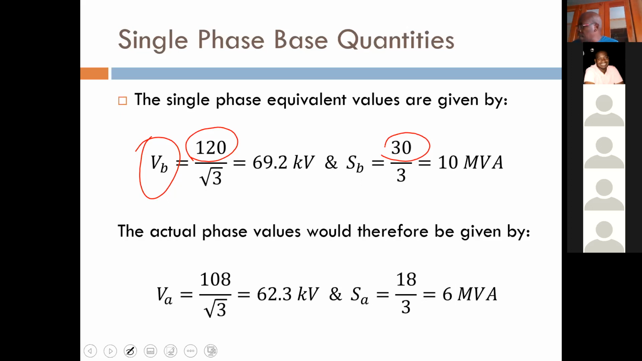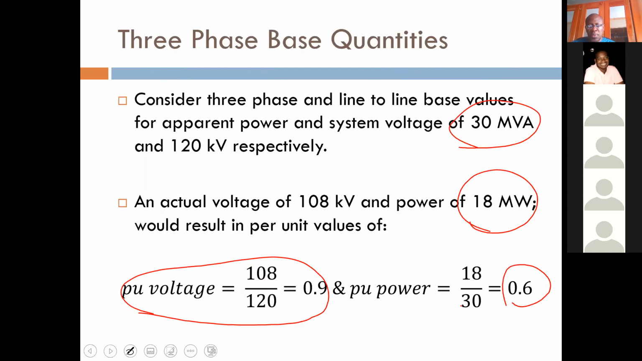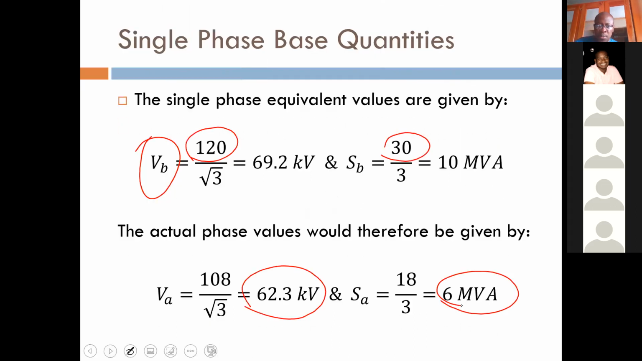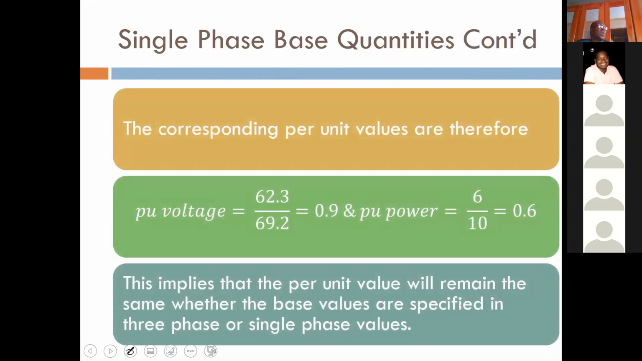So what it means, therefore, students, is that the per unit values would also be the same. If you were to find the per unit for the voltage, just divide 62.3 by 69.2, you get 0.9. And if you were to divide 6 by 10, you get 0.6, which is exactly what we had before. So that's the point we're trying to make. Whether you are using the three phase or the single phase values, the per unit will remain the same.